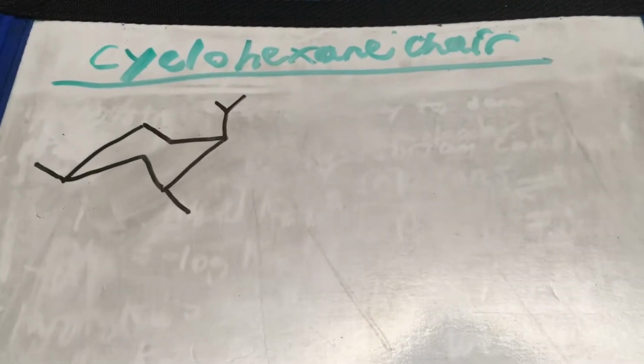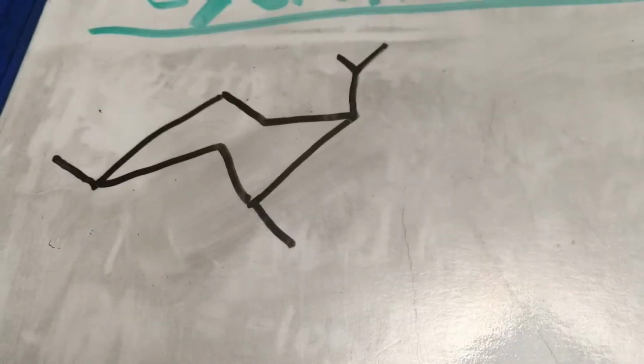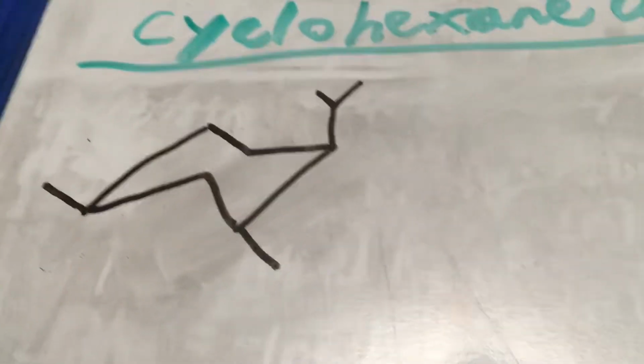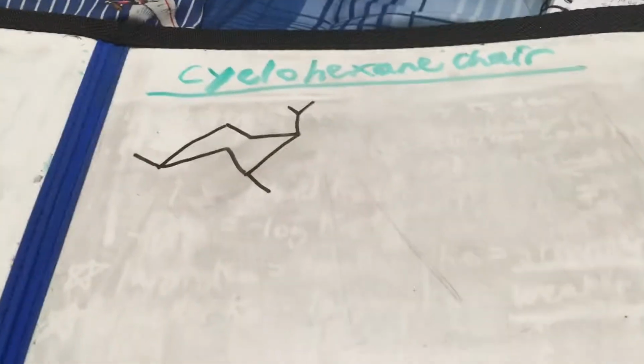So we're going to be talking about cyclohexane chairs. You probably approached this mean little bad boy in your organic chemistry class and you're thinking, what the heck is this? How do I solve it? Well, not to worry, because we're going to solve it together and figure out how to approach this problem.